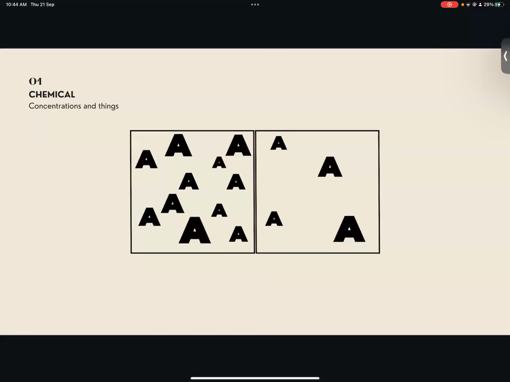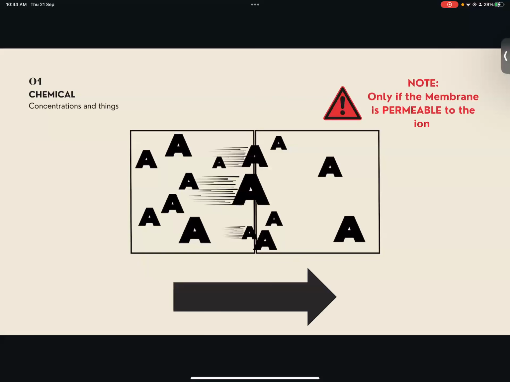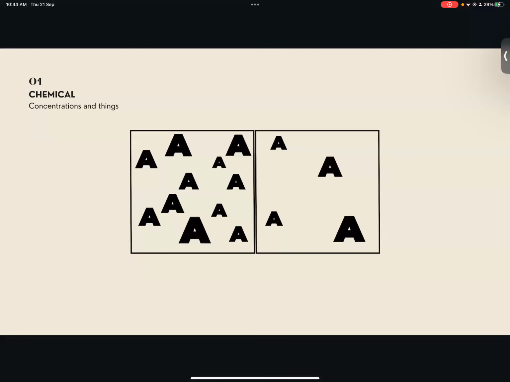There's nobody here again, but what you're thinking is probably right. Yes, these A's will be moving from the compartment on the left to the compartment on the right. Again, this only happens if the membrane is permeable to these ions, to these A's. If they weren't permeable, obviously there will be no movement. This stays the way it is.